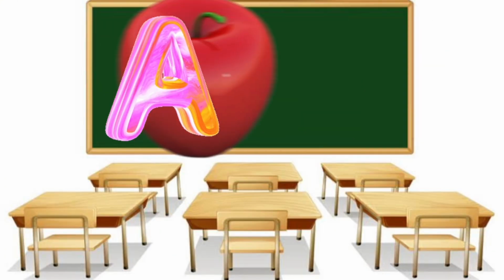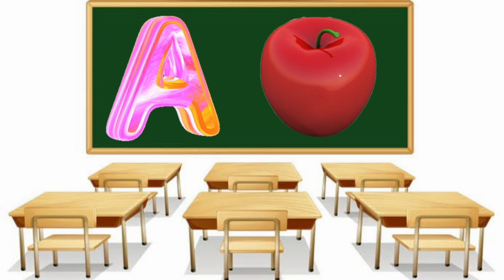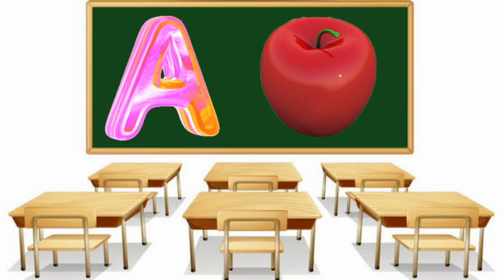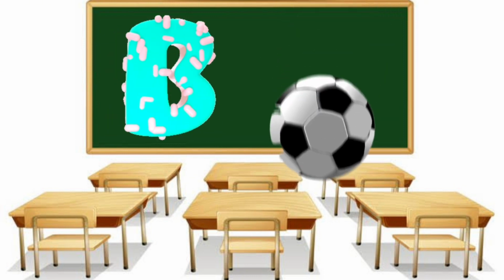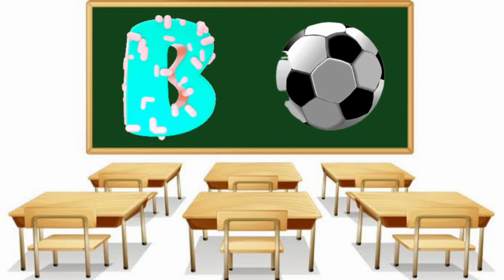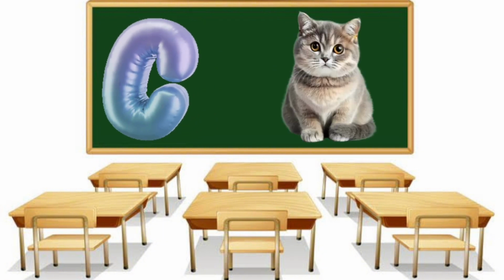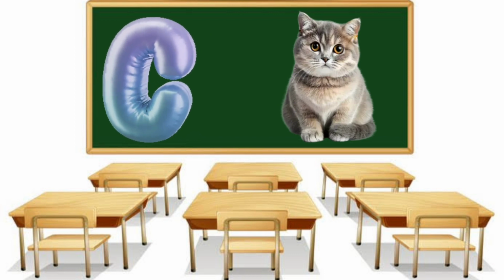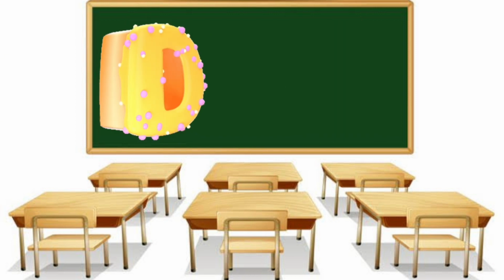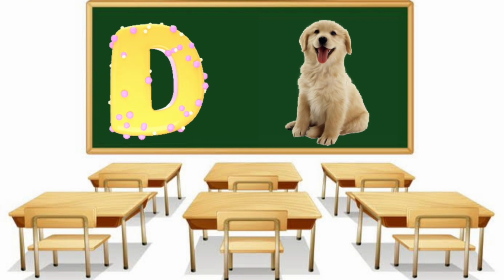A is for apple. Apple. B is for boy. Boy. C is for cat. Cat. D is for dog. Dog.